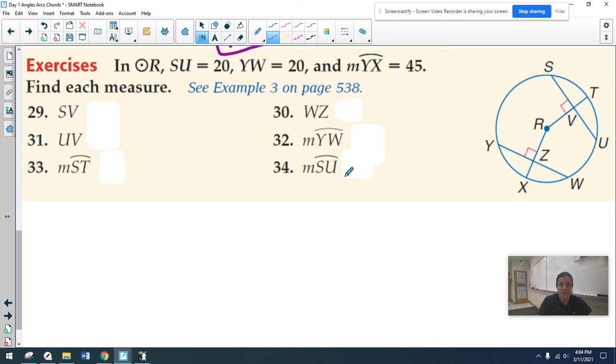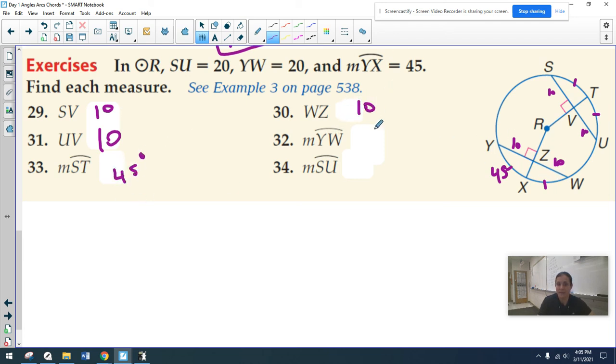All right, last part. So I've got SU is 20, and remember that if a radius is perpendicular to it, it cuts it in half, it bisects it. So these are 10s. I've got WY, which is 20, so these are also 10s, which means these arcs are the same. So the arcs that those two chords make are going to be equal because the chords are equal. And then WX is 45. So if they ask you for SV, already got that. UV, already got that. If I do ST, like I was saying, if these are equal, all of these are equal. So this is 45 degrees.